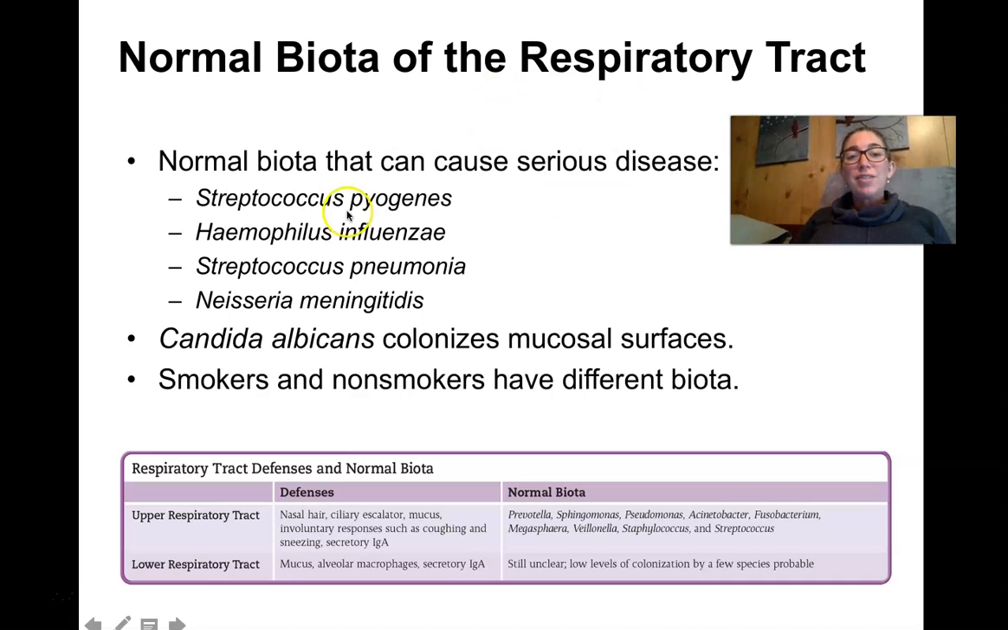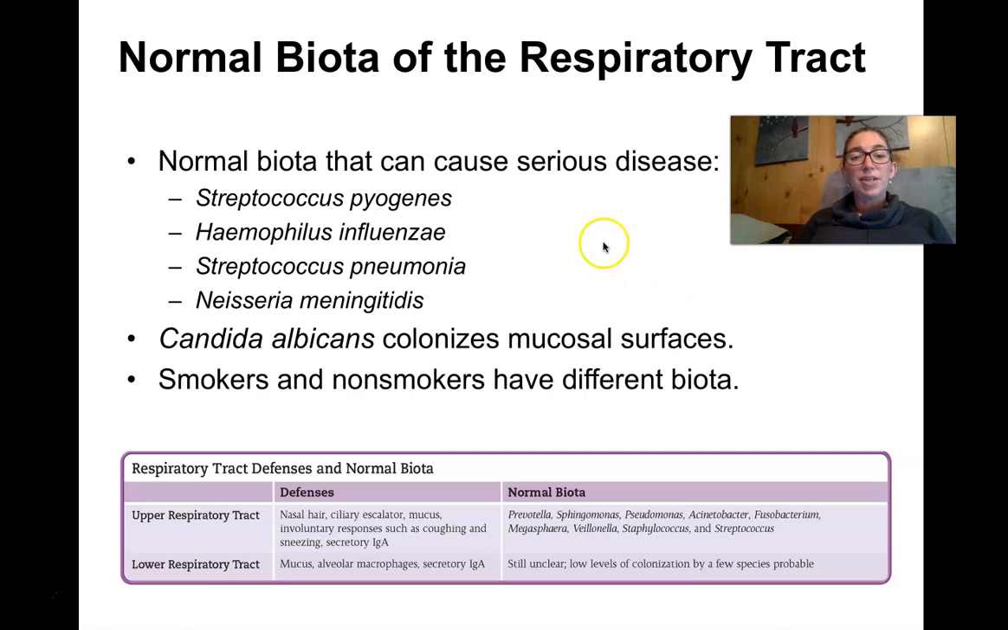So Streptococcus pyogenes is one we've already talked about that can cause skin infections, but it can also cause the common strep throat. And it can be a normal flora. There's a lot of people who carry this bacteria and it doesn't cause disease. Haemophilus influenzae, specifically Haemophilus influenzae B, or Hib. We have a vaccine for that now, so probably not a lot of natural carriers around, but before we vaccinated for it, it was a normal flora that also occasionally caused really serious disease.